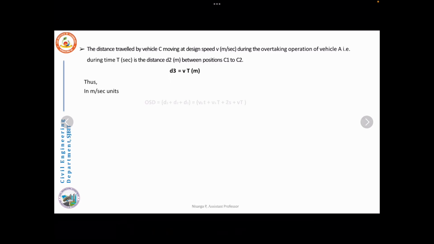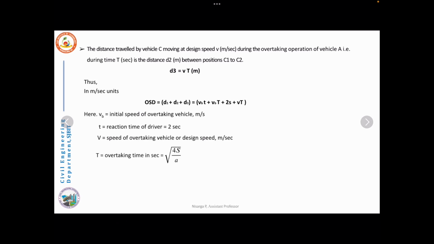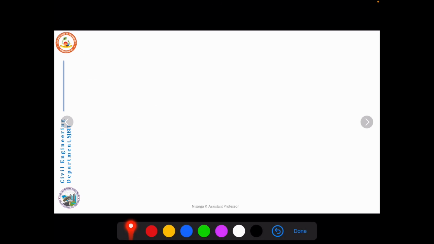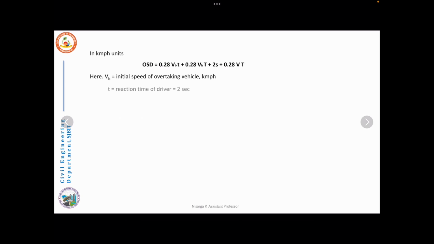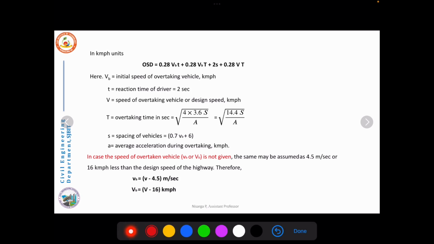So, substitute all those things. OSD can be taken as d1 plus d2 plus d3. This is for the two-lane, two-way condition. And if you convert to kilometer per hour, the formula changes to 0.278 VBt. 0.278 is the conversion factor between meter per second and kilometer per hour. So using this expression, you can compute the OSD value.